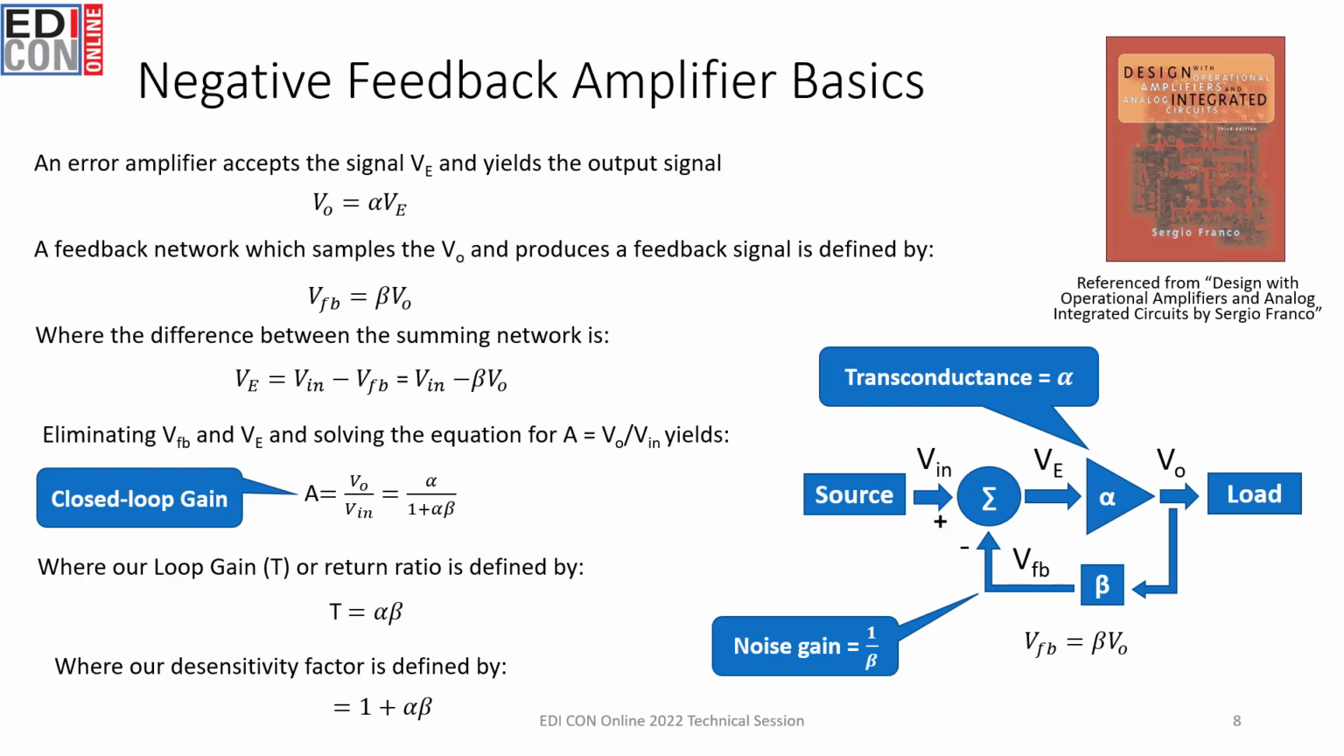Negative feedback with amplifiers is not a new concept. In fact, we can go through the math here to show how to derive the closed loop gain of an amplifier. In this case, alpha represents the transconductance of the amplifier, and our closed loop gain is defined by alpha multiplied by beta. From that, we can see that the desensitivity factor is really what's in the denominator of our closed loop gain, which is 1 plus alpha times beta.